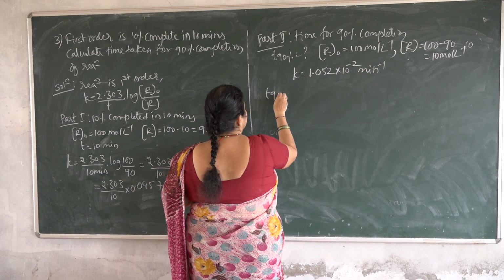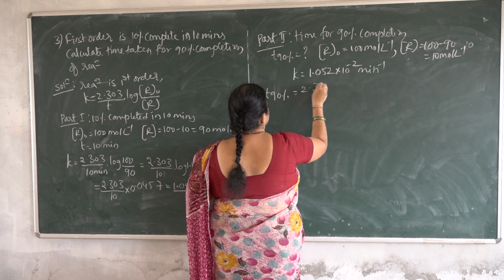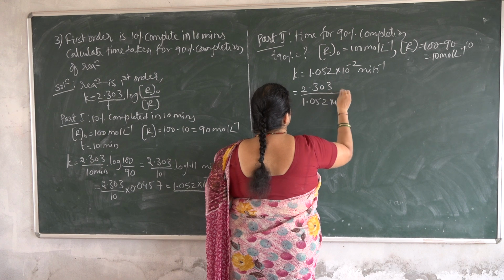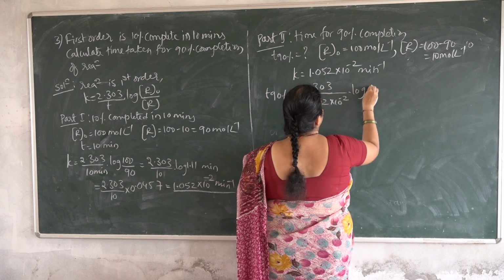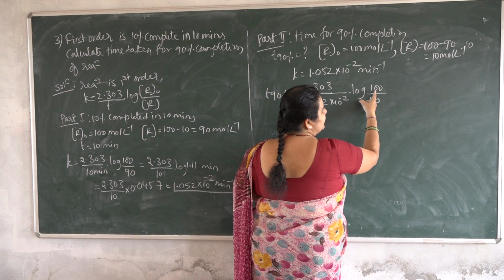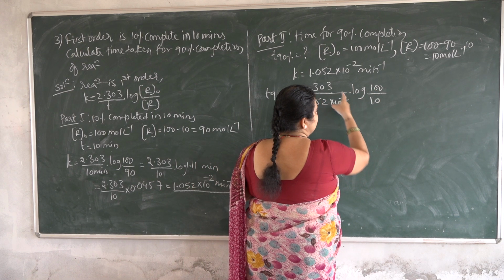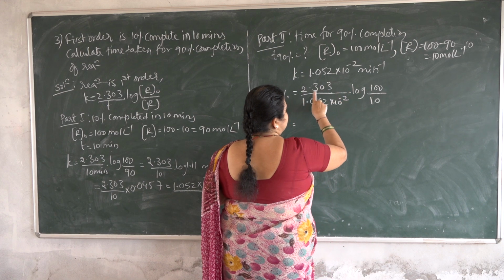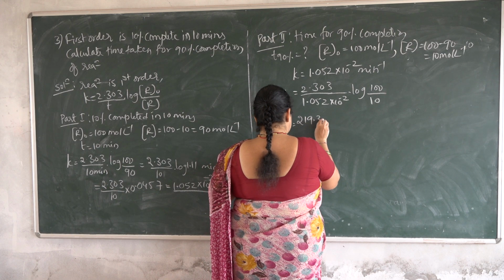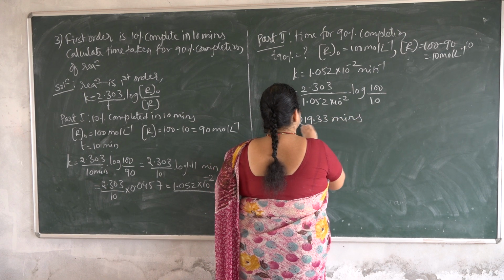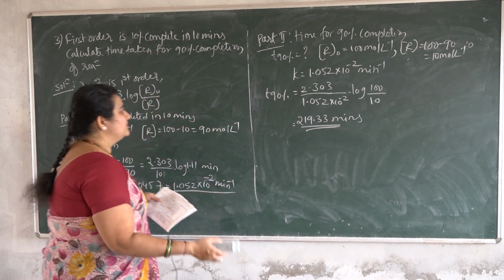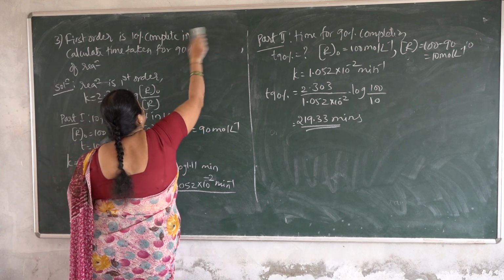Now T 90% is equal to 2.303 divided by 1.052 into 10 raised to minus 2 into log 100 divided by 10. Log 100 divided by 10 is log 10, and log 10 is 1. So you just divide this quantity, and you will get the answer 219.33 minutes. This is the way to solve the problems. Okay, so next question.